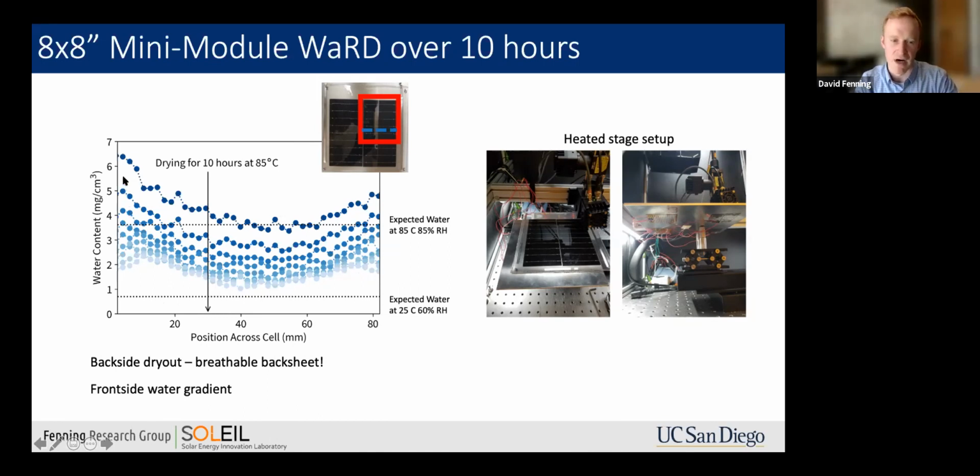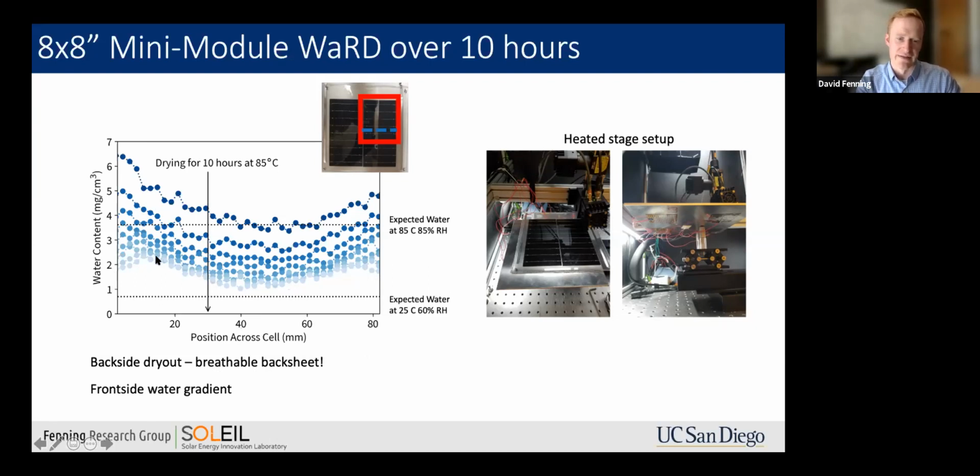We can effectively monitor the egress of water by also looking at this diffusion profile right at the edge of our cell, where over time, as the front side also begins to dry, we can see drying occurring within the first few millimeters of the edges of our cell. So we really were able to track this backside dry out. In part, this is expected through the breathable backsheet, but the diffusivity of this EVA appears to be particularly high.